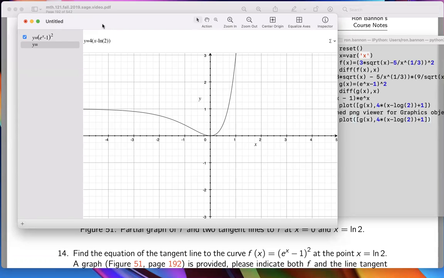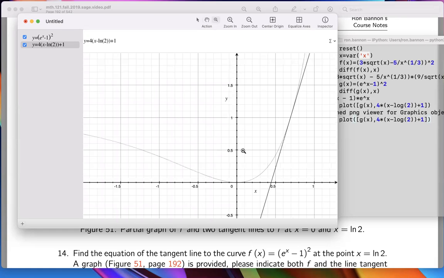All right, now that could be a problem. I'm reading this as 4 times, x minus log 2, and then plus 1. Let me just take a look at that. I think I did it right. I'm seeing it. What I'm going to do is zoom in, into the region that really interests me a great deal. This region over here.